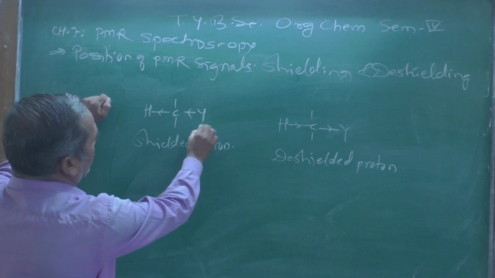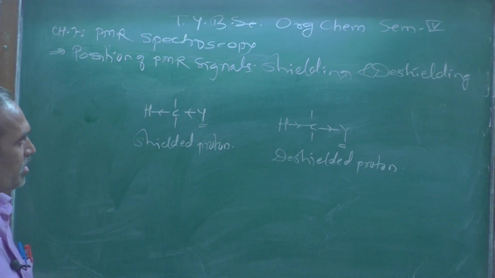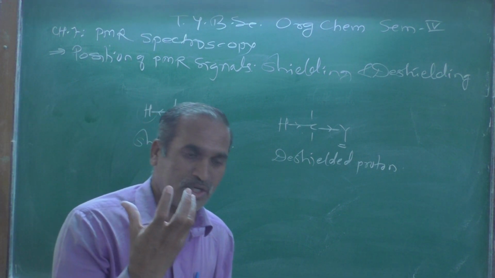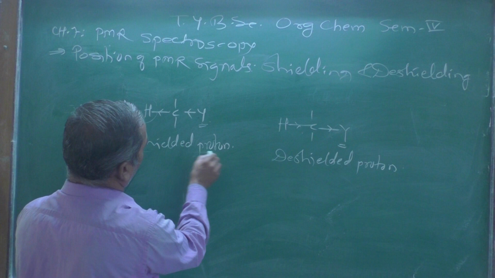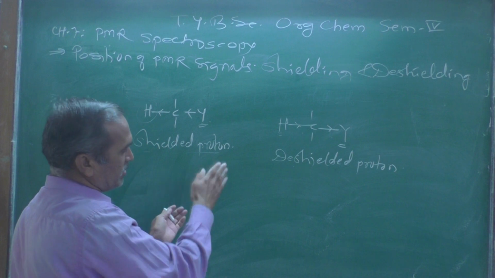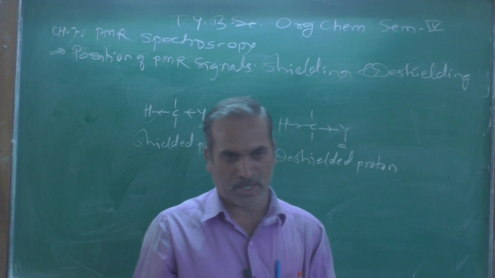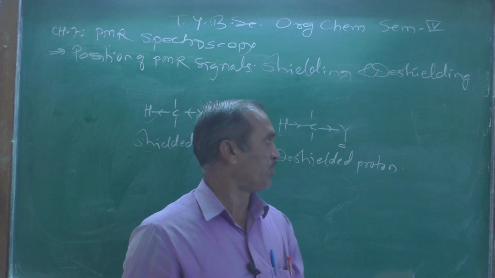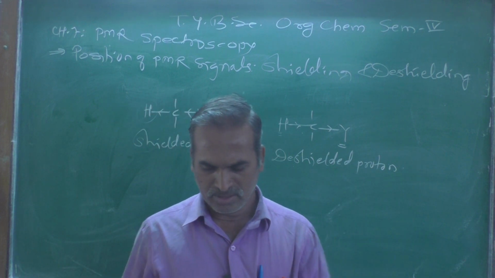Now if you observe this structure, Y is the electron donating group, and ultimately this proton gets shielded. When the proton gets shielded, the applied magnetic field must be higher. De-shielded proton means the electron density goes away from that proton, so it gets deprotected, and that's the meaning of de-shielding. The applied magnetic field required is very low, and the position of that proton will be here.